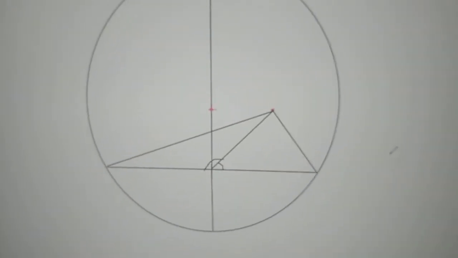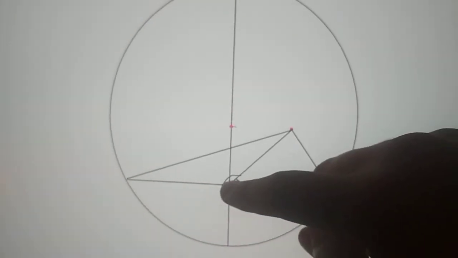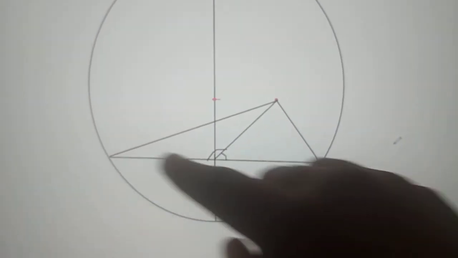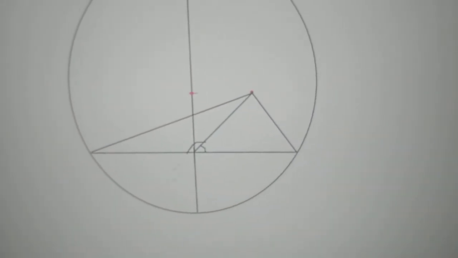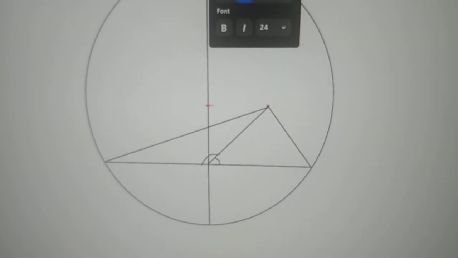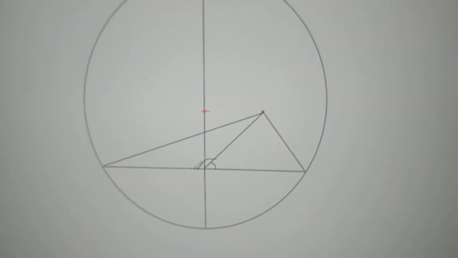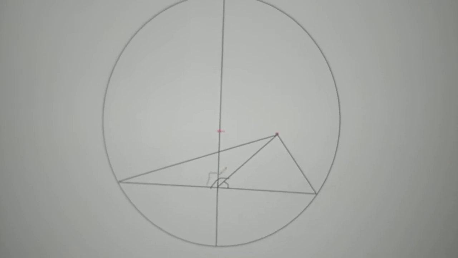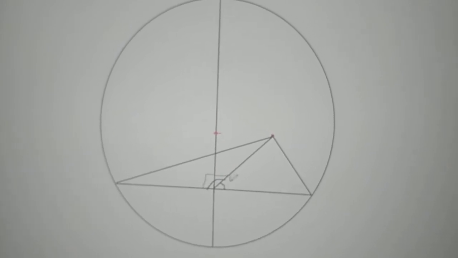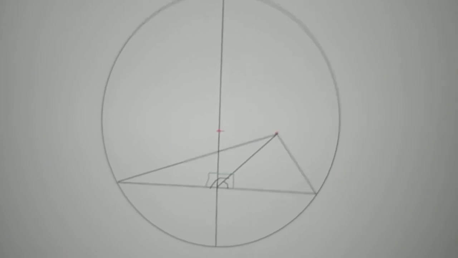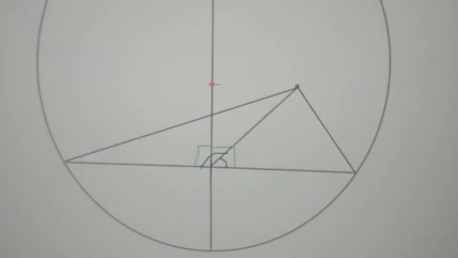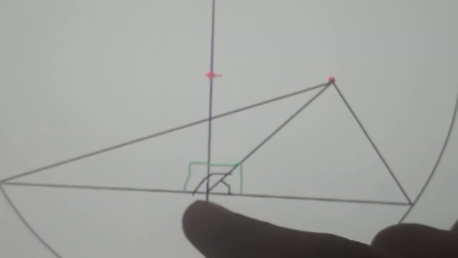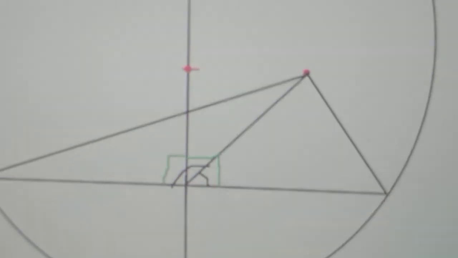So what do we have here? We said that in the beginning we were going to make this straight line perpendicular to this straight line. So if that's the case, this over here is a right angle, and this other angle over here is also a right angle. So this is a right angle, but we know also that this is a right angle and this is a right angle.